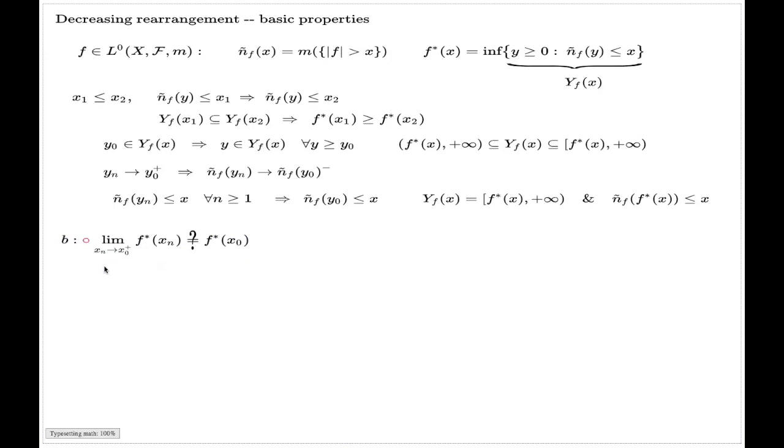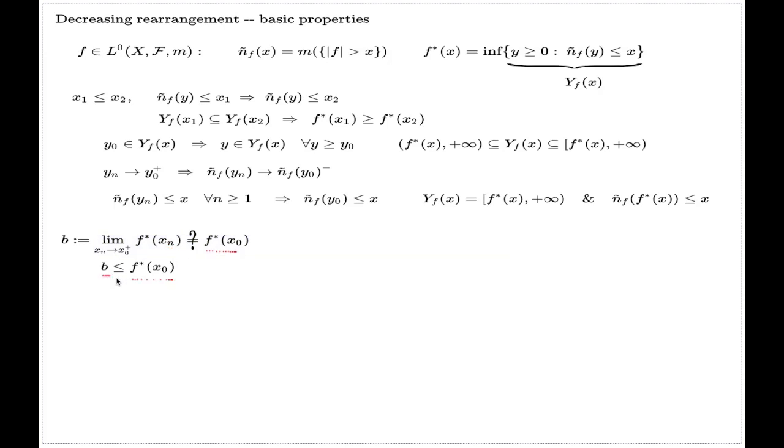I'll call this left hand side b, and we will prove this inequality. We observe straight away that we have the inequality like that. This is ensured by the fact that the decreasing rearrangement is in fact decreasing, or non-increasing. So each individual value here, because it is taken at a point to the right of the point x0, is less or equal than this value. That's why the limit also will be less or equal than this value.